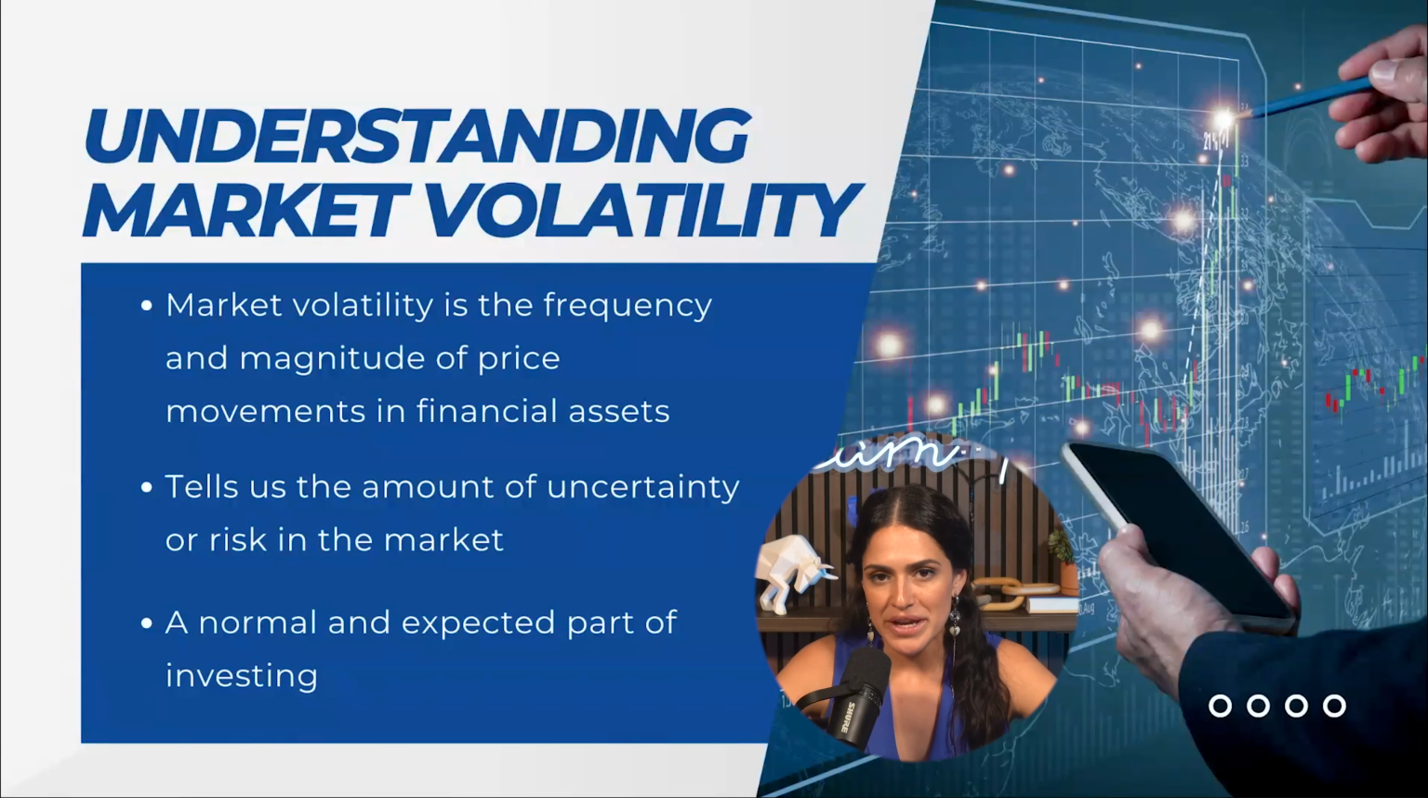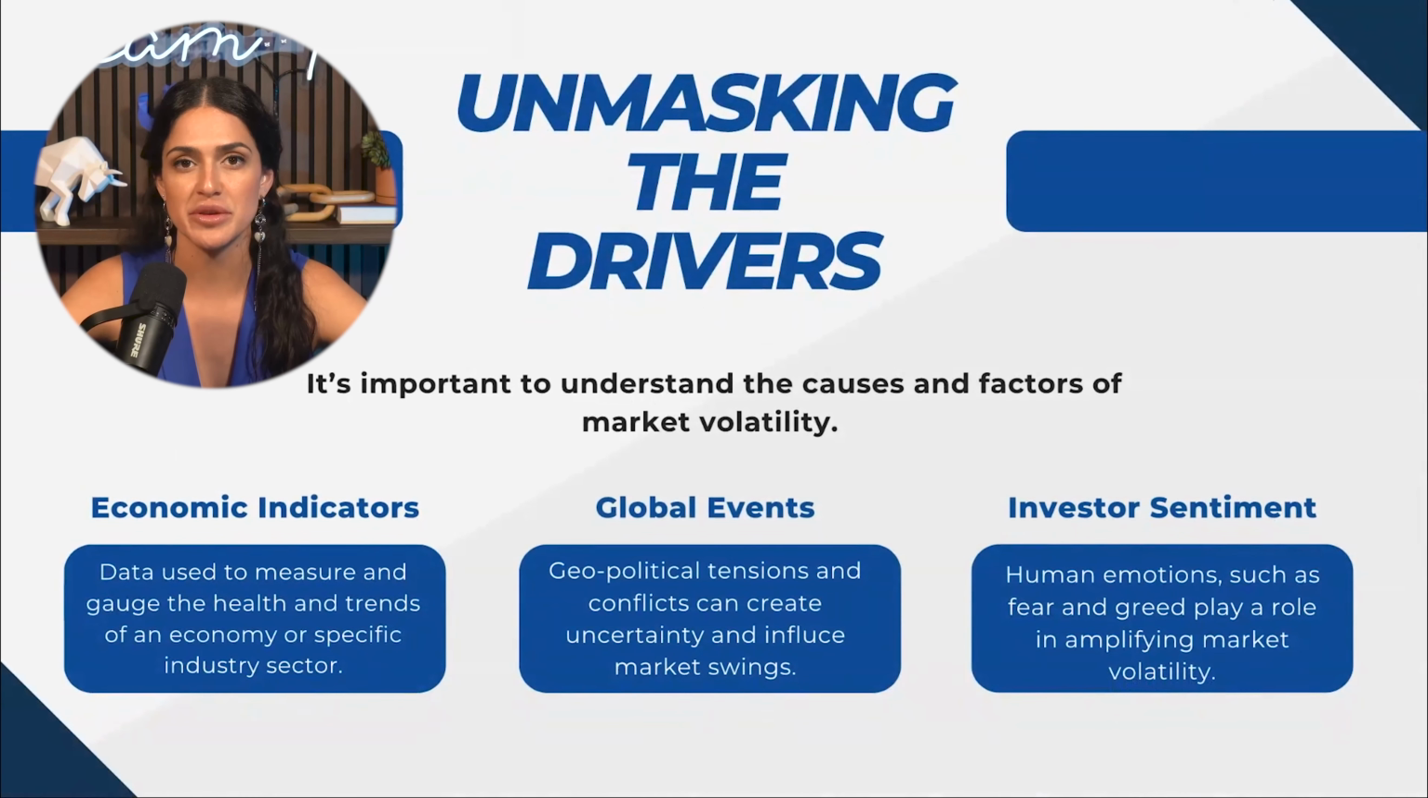So there are three main drivers that impact volatility. The first are going to be economic indicators, which is simply the data that is used to measure and gauge the health and trends of an economy or even a specific industry. One that might be familiar is GDP, which stands for gross domestic product. The second main factor is going to be global events. So geopolitical tensions and conflicts around the world can also create uncertainty and influence market swings.